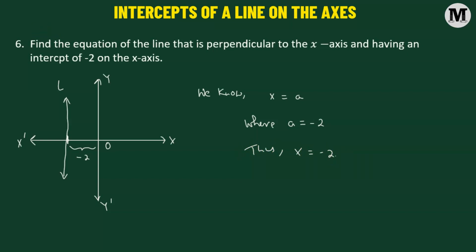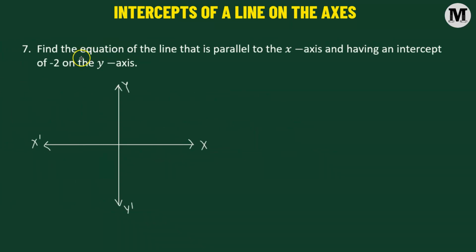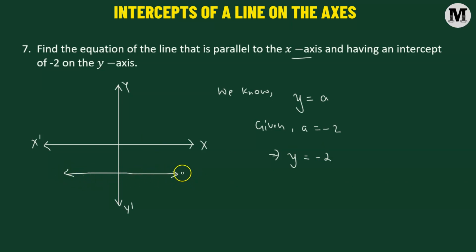Let's go to the next problem. Problem number 7. We need to find the equation of the line that is parallel to the x-axis and has an intercept of -2 on the y-axis. That's a very simple problem. Again, we know that any line which is parallel to the x-axis has the equation y equals a, where a is the y-intercept. Now it's given here that the y-intercept value is -2. So this implies that y equals -2. If we sketch the graph of that line, this is going to be the line which is parallel to the x-axis. Its equation is y equals -2, meaning it has a y-intercept of -2.